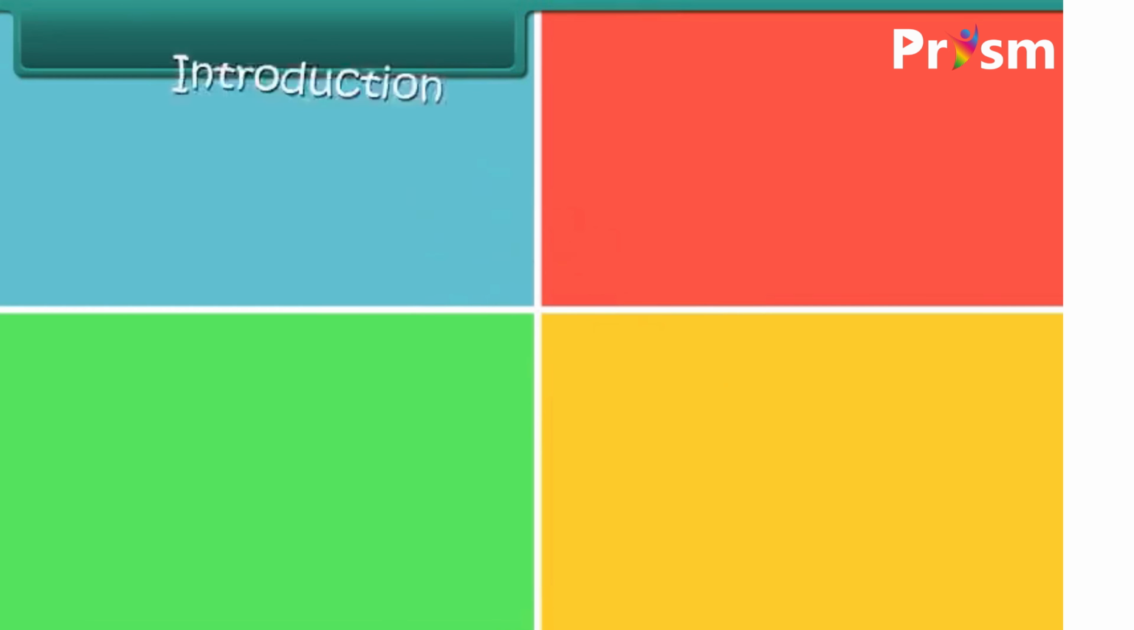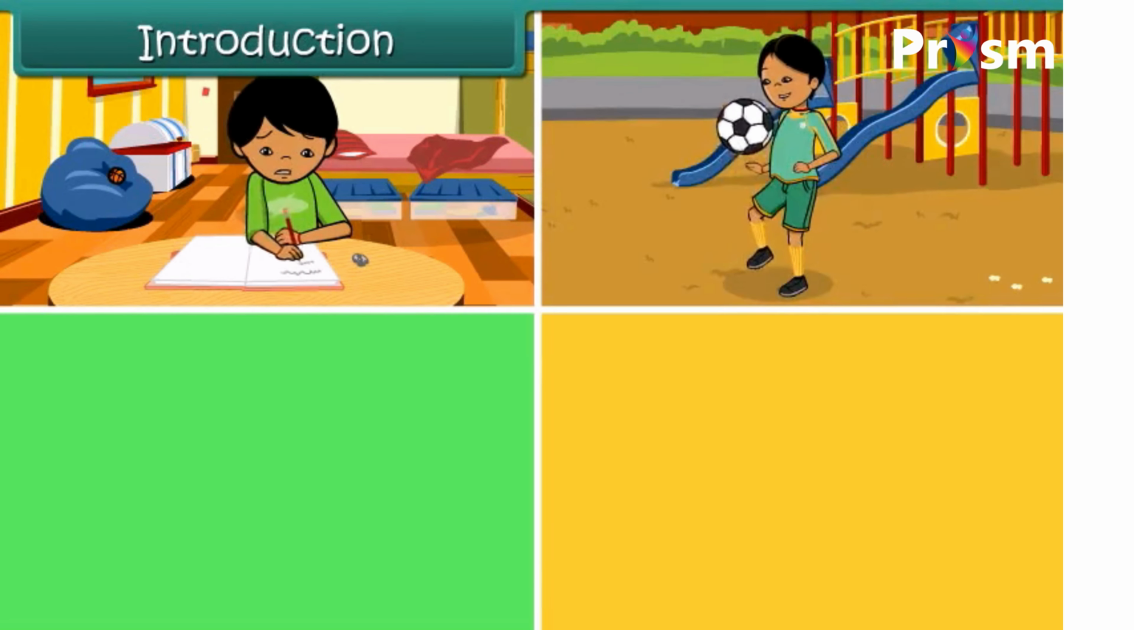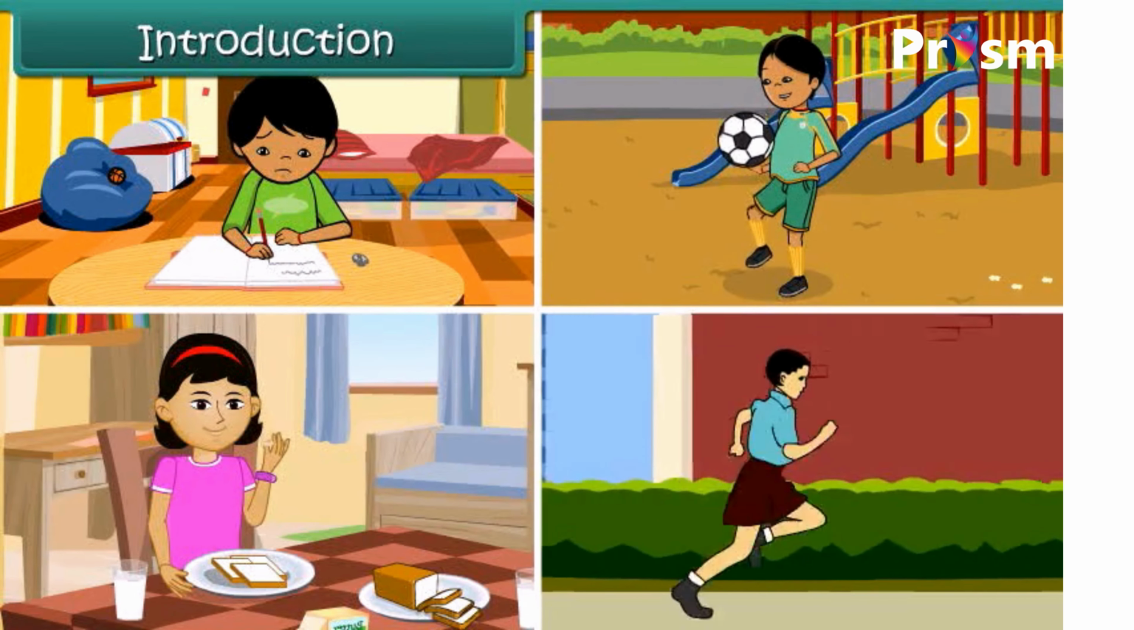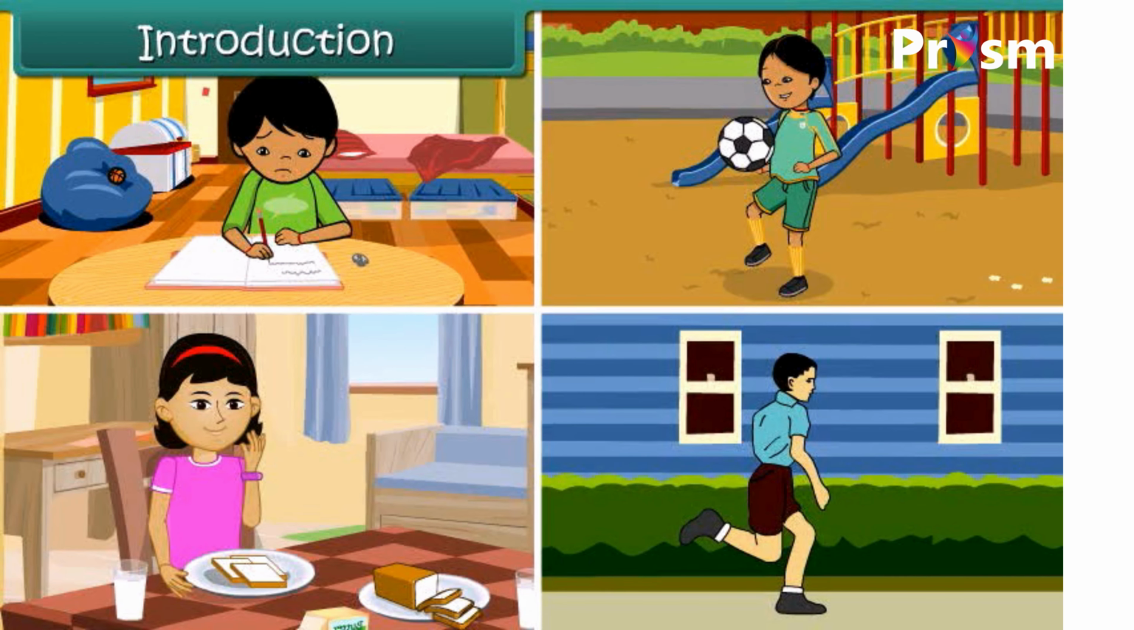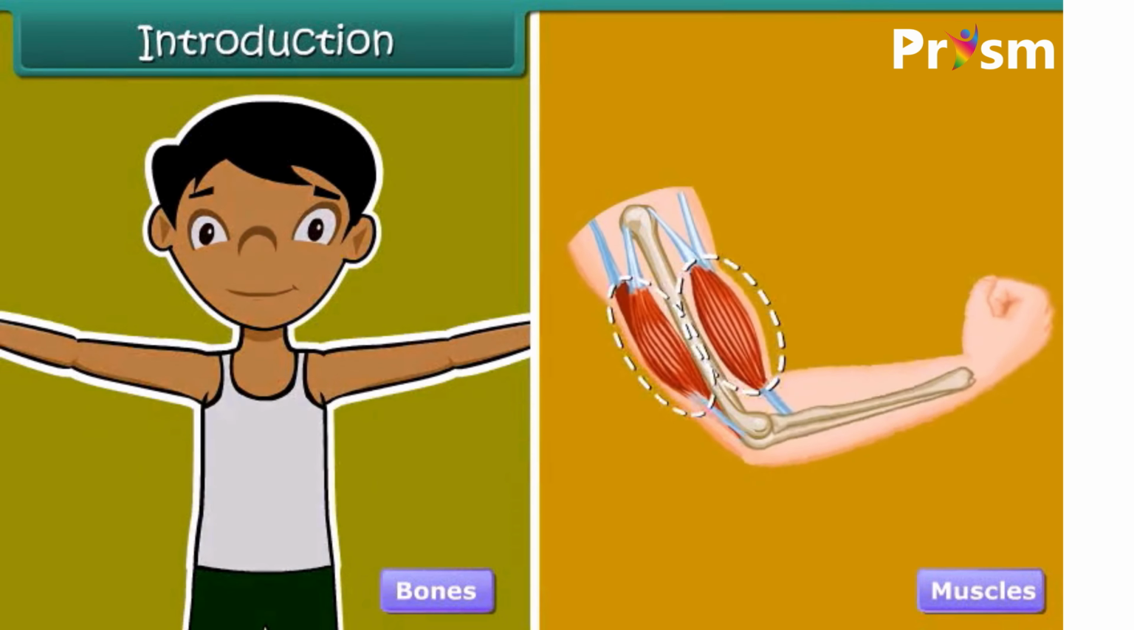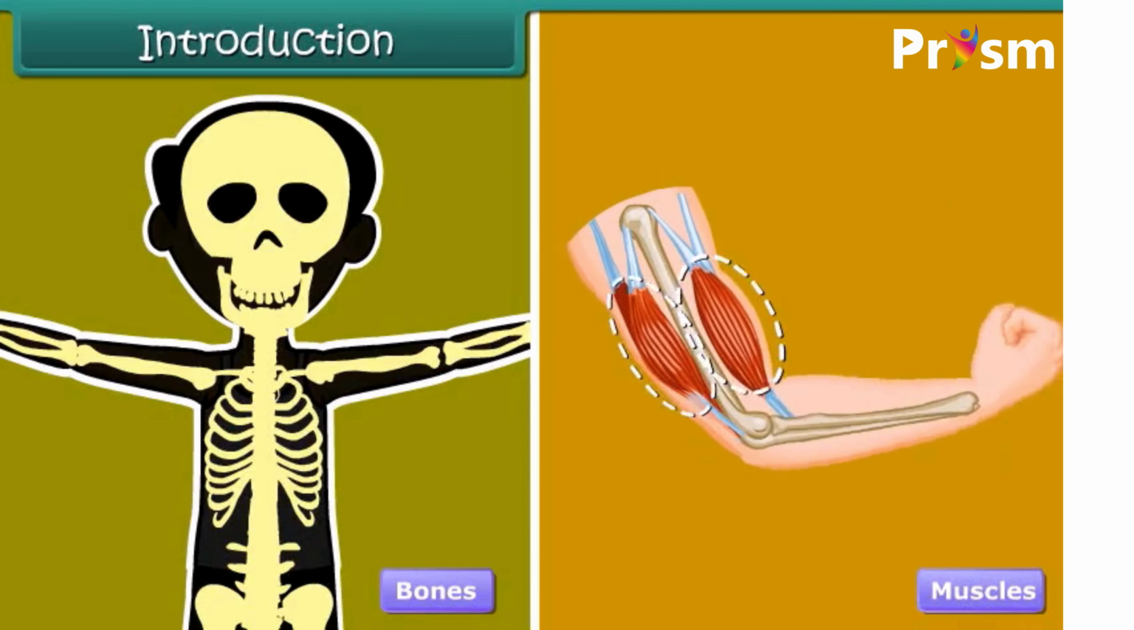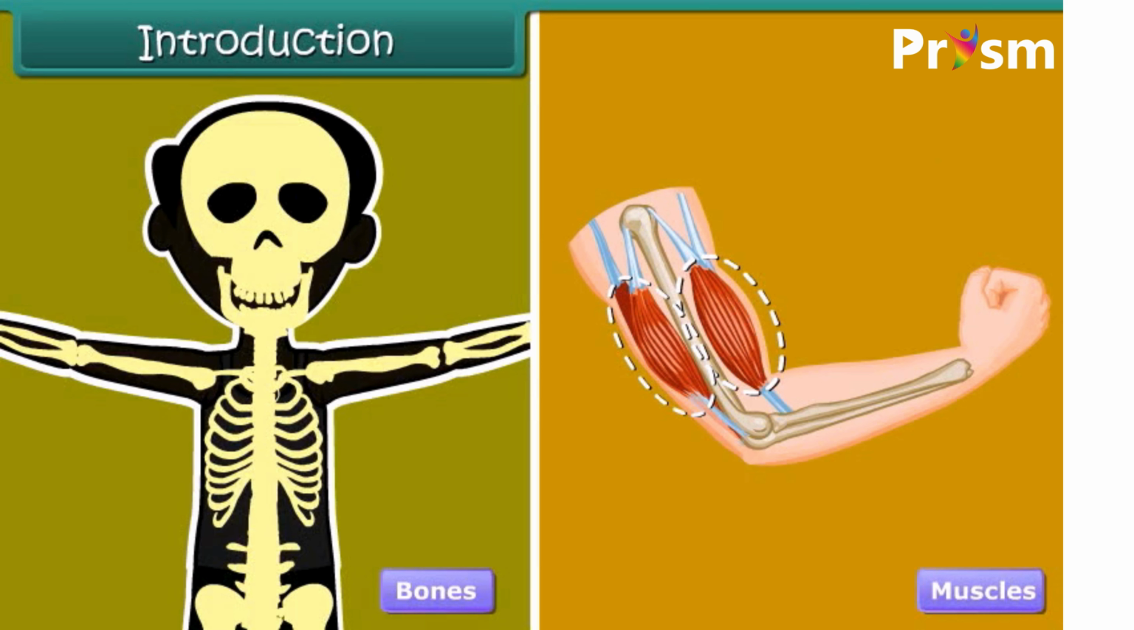Introduction. Each day we perform many activities. We study, we play, we eat, we run, and many others. Friends, do you know our bones and muscles play an important role in performing all such activities? Bones and muscles are the important parts of our body which make all bodily movements possible. Come on, let us learn more about these in this lesson.